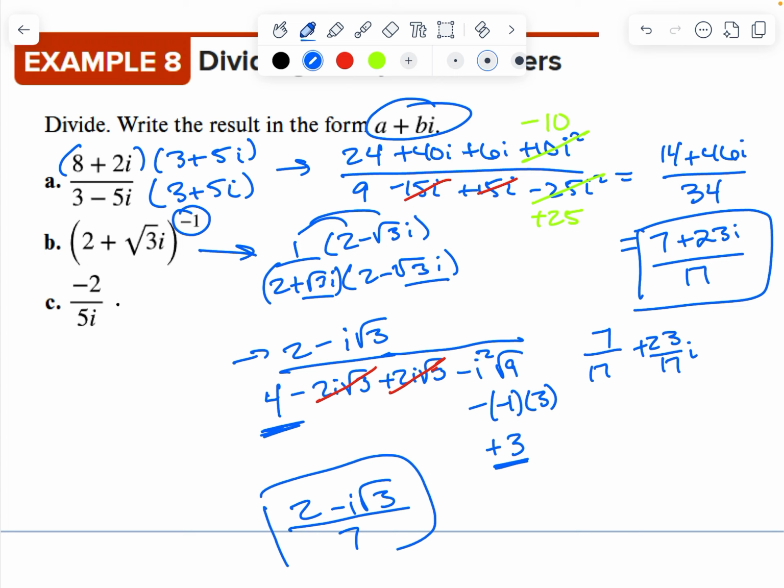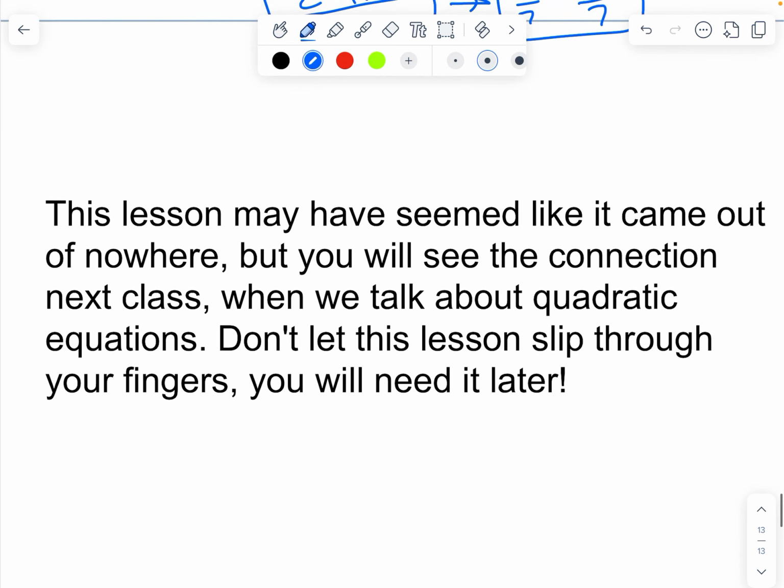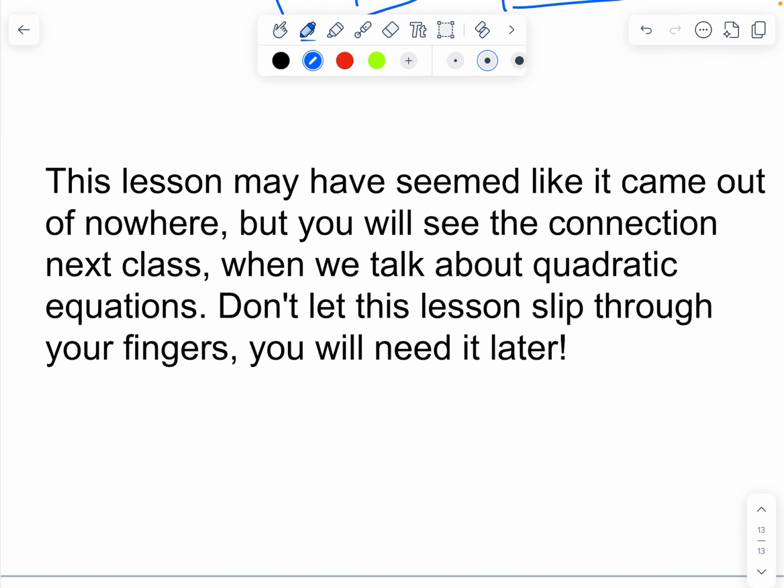There's no way to simplify that, but if we did want to write it in that a plus bi form, it would be 2 over 7 minus i square root of 3 over 7. It could also be square root of 3 over 7 i. And that's it. Like I said, these are going to help us when we go to solve quadratic equations. When we go to solve quadratic equations, a lot of our answers are going to be complex numbers because we do want two answers. Sometimes we just can't get real answers to solve them.